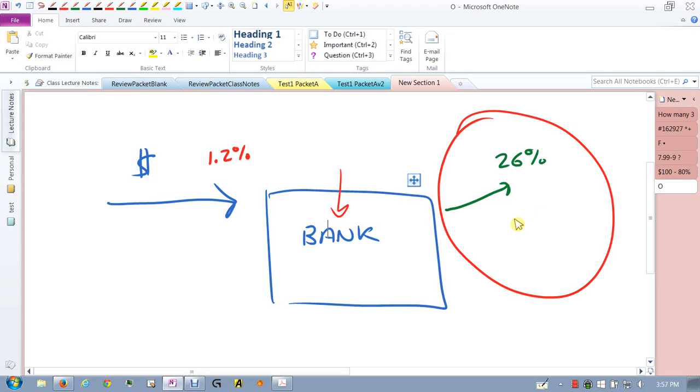But that's the way the bank works, though. I just wanted you to see. It's still interest. It's just money you lend them, they give you much less back than the people who borrow it.